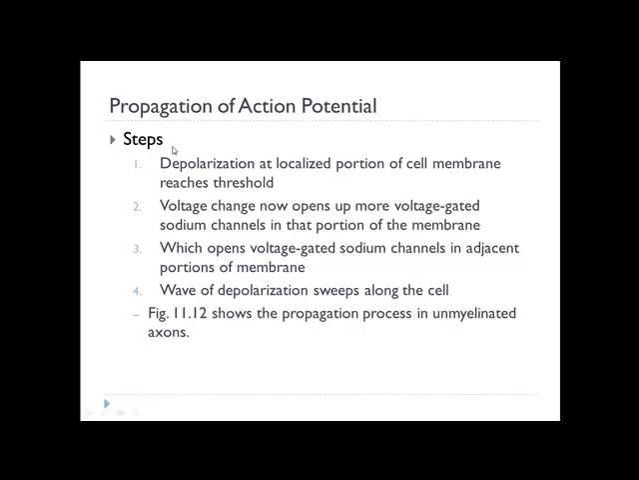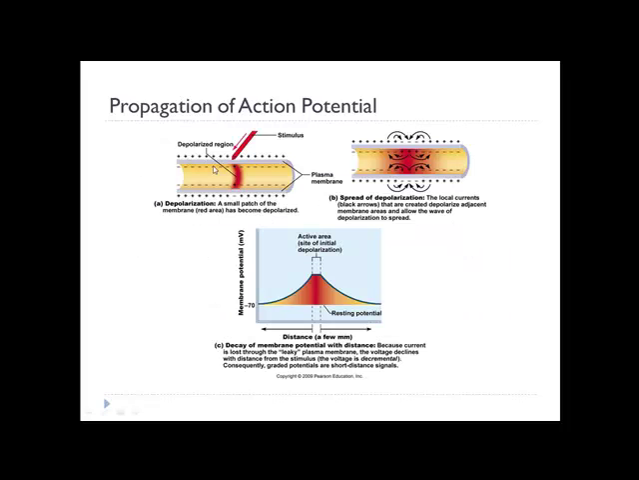So our steps of an action potential: we get depolarization in a single spot, the voltage changes and the channels open up, and sodium ions flush into the cell. When those flush into the cell, the adjacent sodium channels open, and it just keeps working its way down and down. So we start off with a localized stimulus, it causes depolarization, and boom, it just shoots down the cell. And this is just showing it right here.